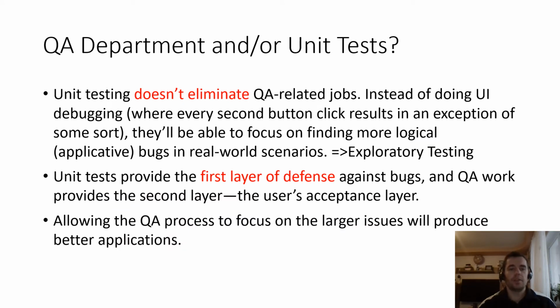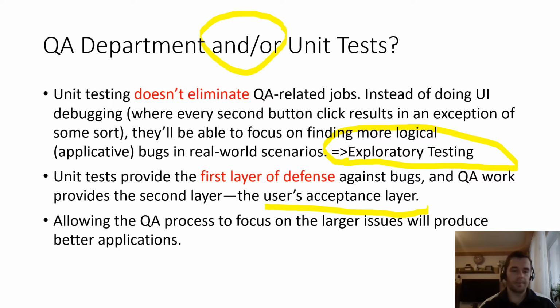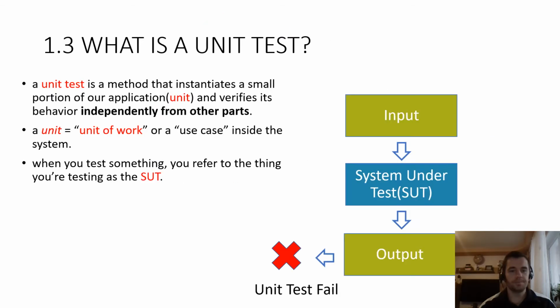So QA department and/or unit testing. Let me be clear: unit testing doesn't eliminate QA-related jobs. The QA guys, instead of doing UI debugging with clicks to see if something breaks, can focus on finding more logical bugs in the application. This is exploratory testing, which is also very important. The unit tests provide the first layer of defense against bugs, and QA provides the second layer of defense, the user acceptance layer. So allowing QA to focus on larger issues will provide better applications.